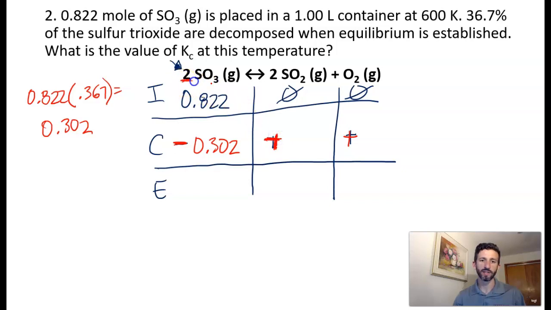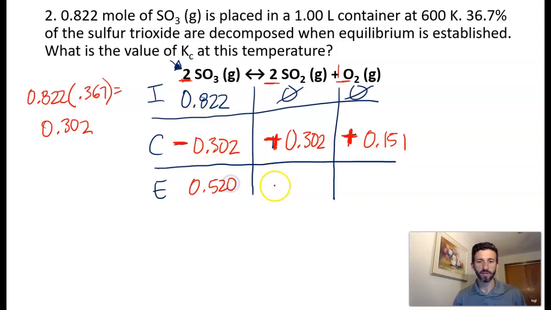Over here, this is a 2-to-2 ratio, so it's the same thing as 1-to-1. So I'm going to gain 0.302. Now this is a 2-to-1 ratio, right? So over here, I'm going to gain half of that, which is going to be 0.151. So when I do my arithmetic here, I get 0.520, 0.302, and 0.151. Alright, so now it's just plug and chug.